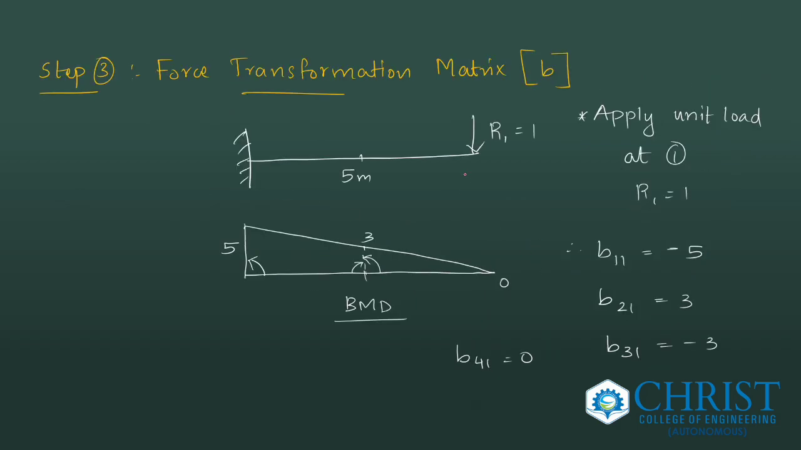Next, force transformation matrix. Apply unit load at the first system coordinate, R1 equal to 1, and correspondingly find the bending moment diagram. That will be a total of 5 meters. So here it is 5, anti-clockwise, so minus 5, minus 5. Then clockwise 3, then anti-clockwise minus 3, and at the fourth point it is 0. So the B matrix will come up with minus 5, 3, minus 3, and 0.